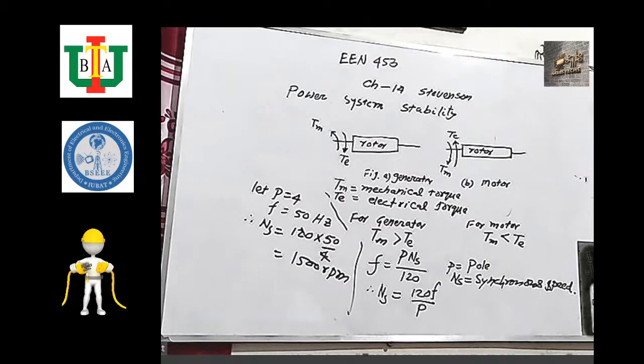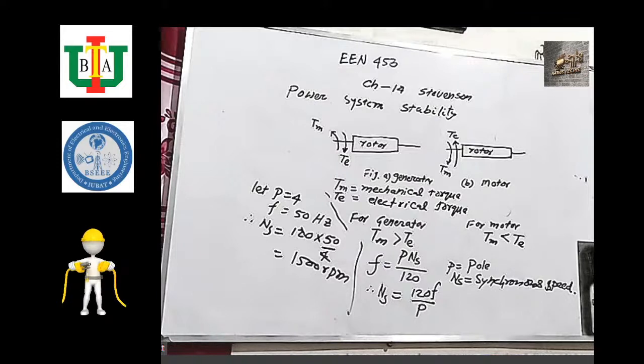Similarly, in the generator, when we are taking much load, meaning electrical load, then the speed of the generator will decrease. If the speed decreases, then synchronism will be lost. That is a stability problem. Now, what is stability?